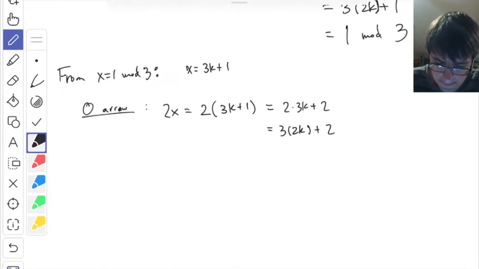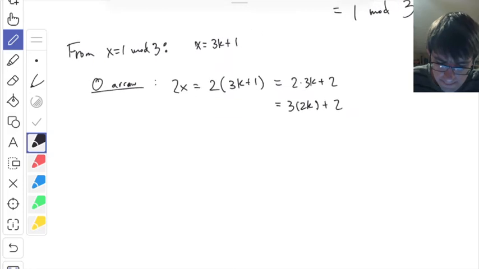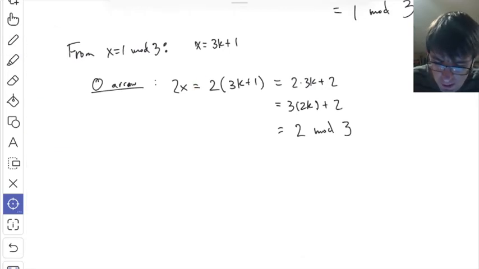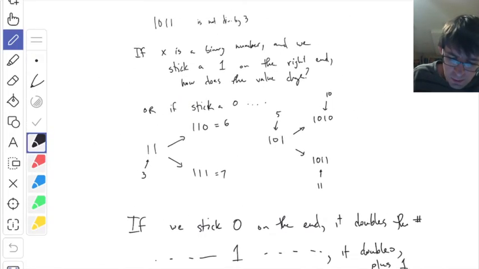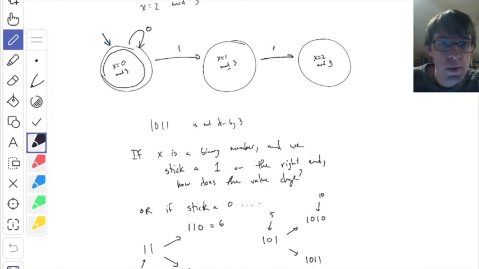Should go to 2 mod 3. Yeah, it should go to the right, because after doubling this, we end up with a multiple of 3 plus 2 extra. And so this thing is 2 mod 3. So this arrow with the 0 on it goes like so, right? Everybody hip to what's going on here? Any questions so far? We're going to just sort of do the same thing 3 more times, but it's not going to get any harder.